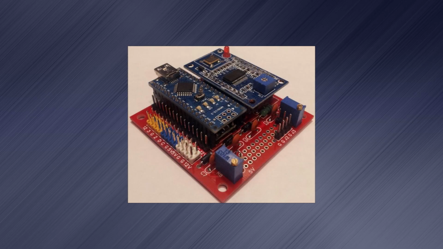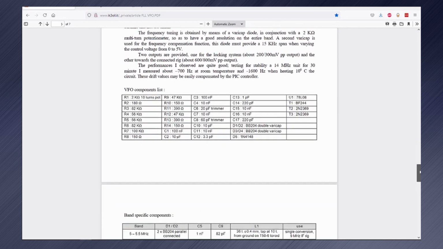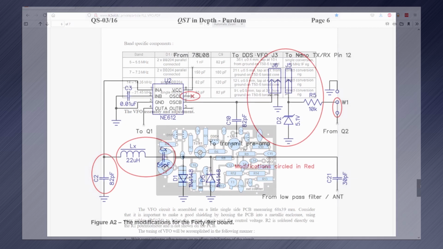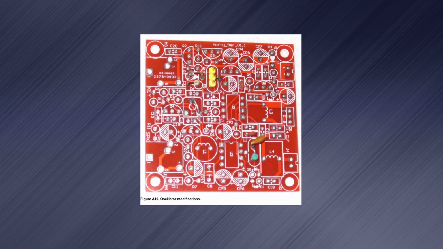There is a popular DDS VFO that uses an Arduino that is often used for the 49er, but I chose to use the FLL VFO by IK3OIL because I had it laying around from a previous BitX20 project. Luckily, the changes needed to the 49er are the same for both VFOs, so I'll start there.